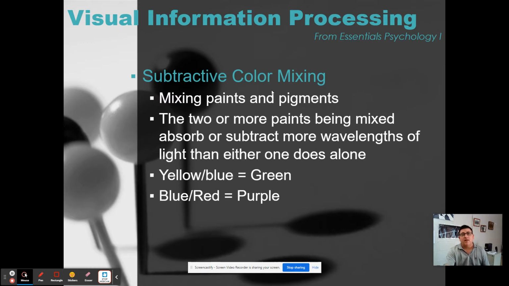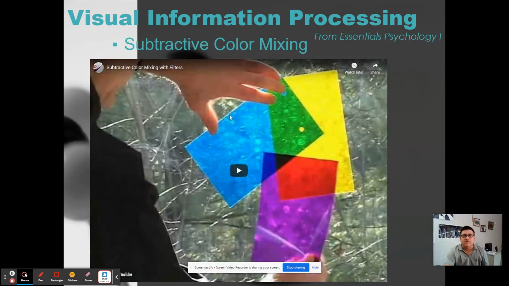Subtractive color mixing. I'm not going to go into this, it takes too much time and detail to elaborate on, but please understand, you get the colors by subtracting wavelengths of light. Okay, again, it's pretty complex. Yellow, blue equals green, blue and red equal purple. If you want a good explanation, please watch this video. It makes it more understandable because it subtracts wavelengths of light to give you color.